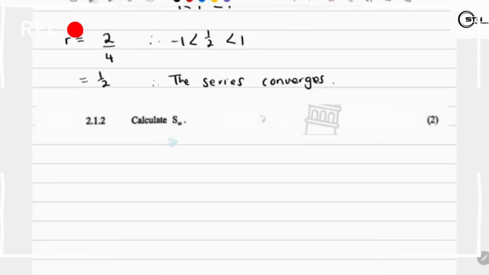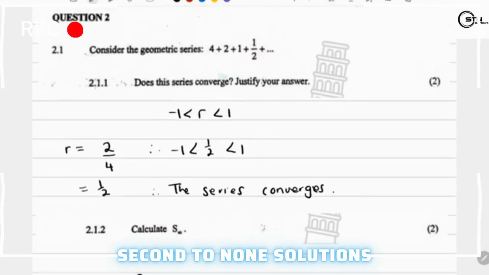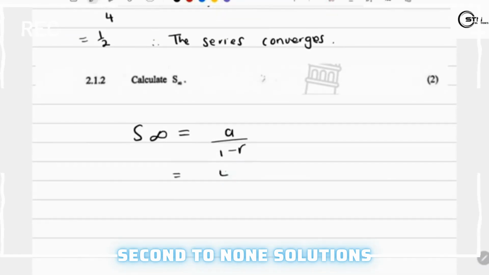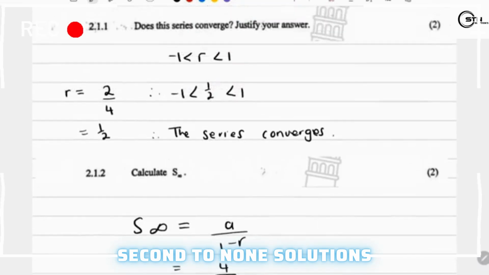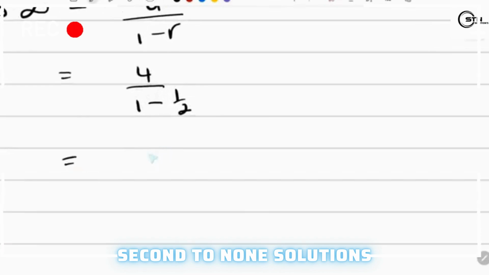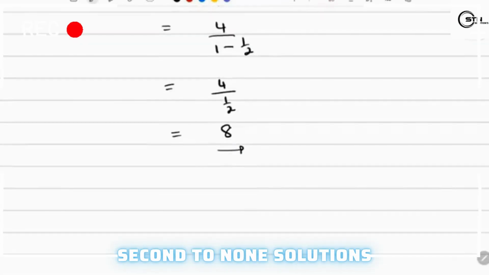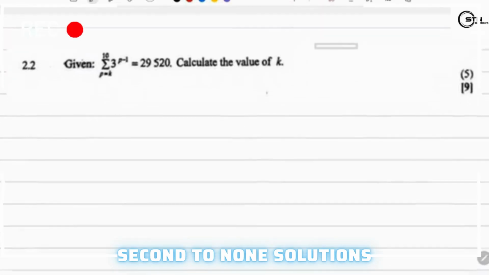The next question, they want us to calculate the sum to infinity. So you just need the formula. The sum to infinity is equal to a over 1 minus r. So our a value here is our first term, which is 4. So that is 4 over 1 minus our r, which is a half. And if we calculate this, it's really just 4 over 1 minus a half, which is a half. If you say 4 divided by a half, you're going to get 8. And that is your answer. Okay, moving on to the next question, 2.2.